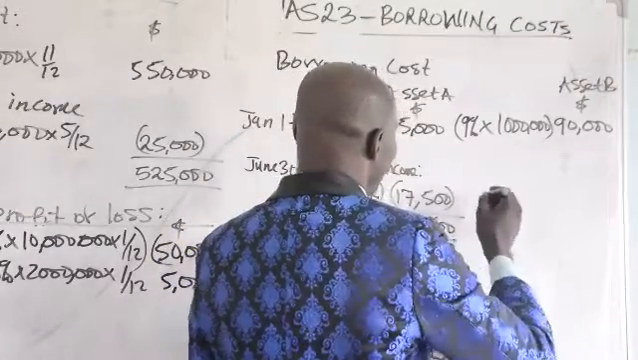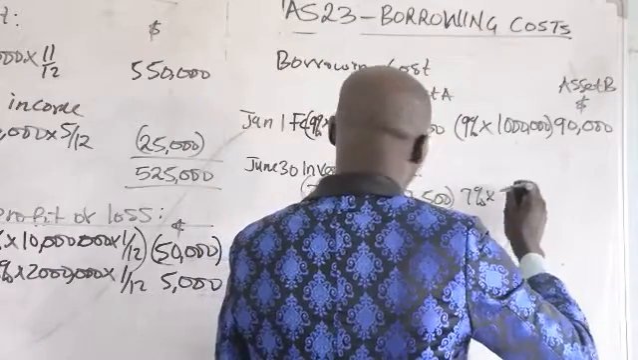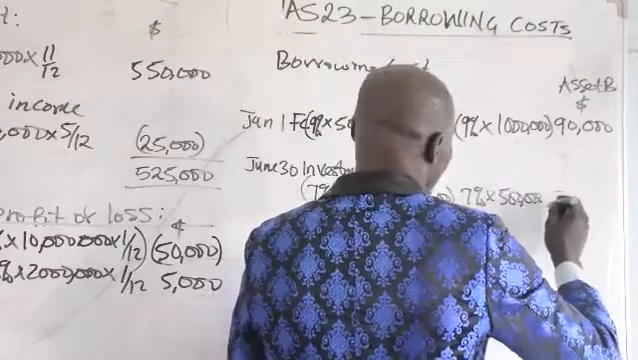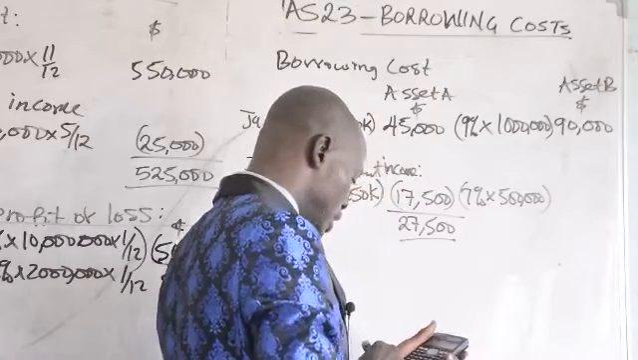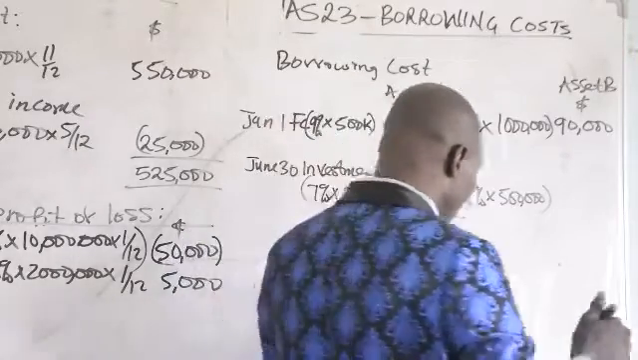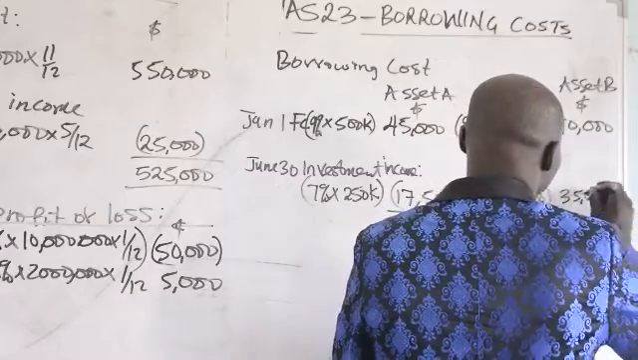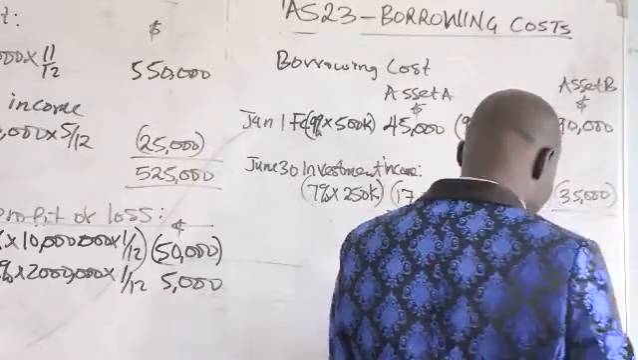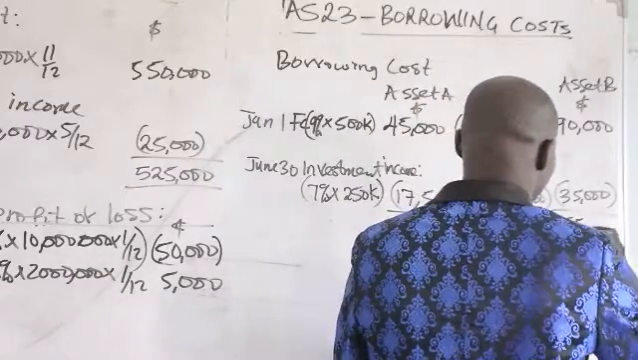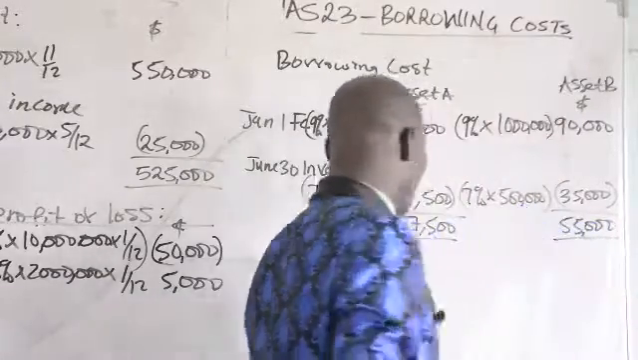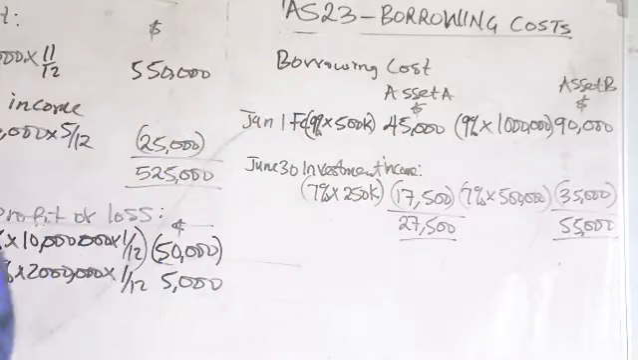If you deduct 17,500 from 45,000, you'll be left with 27,500. Then the other one, 7% of 500,000, will give us 35,000. If you subtract 35,000 from 90,000, then you'll be left with 55,000. That is the amount of borrowing cost to be capitalized.